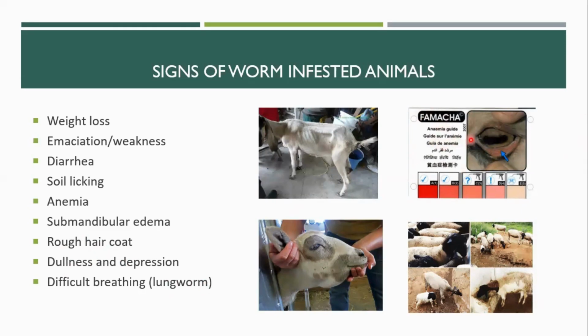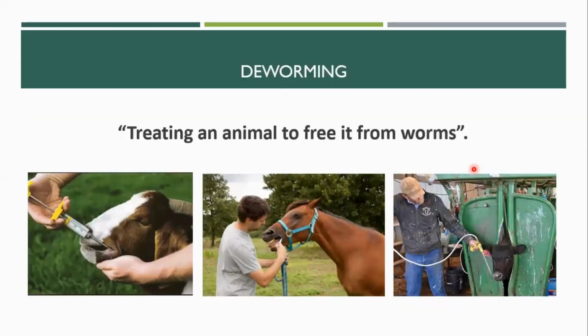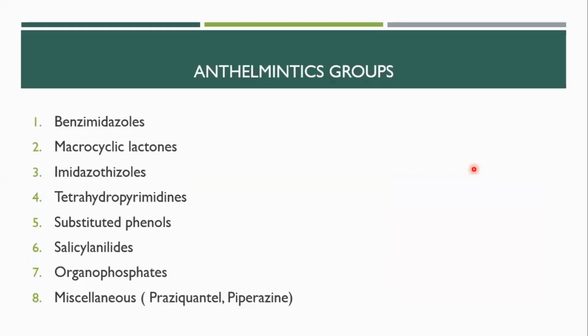This is a FAMACHA chart, which is used to categorize the degrees of anemia because of parasitism in animals. Now coming towards the main topic, that is deworming. What is deworming? Deworming is basically a procedure which is used to free the animals from worms with the help of some drugs which are known as anthelmintics.